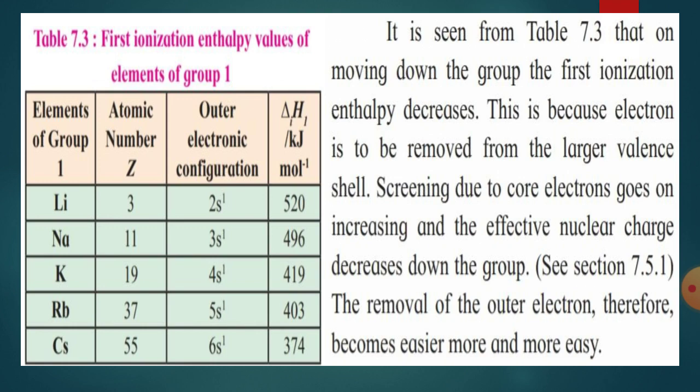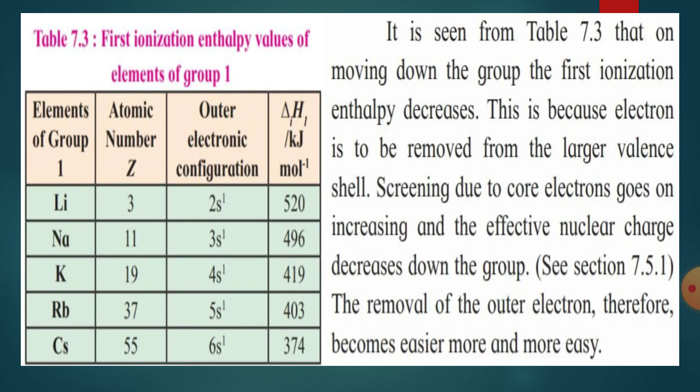The screening effect will increase. Why? Because the number of shells is increasing. And the effective nuclear charge decreases down the group. We have studied what the screening effect is and what effective nuclear charge is. So here the screening effect is increasing and the effective nuclear charge decreases down the group. So the removal of the outer electron therefore becomes easier and easier.